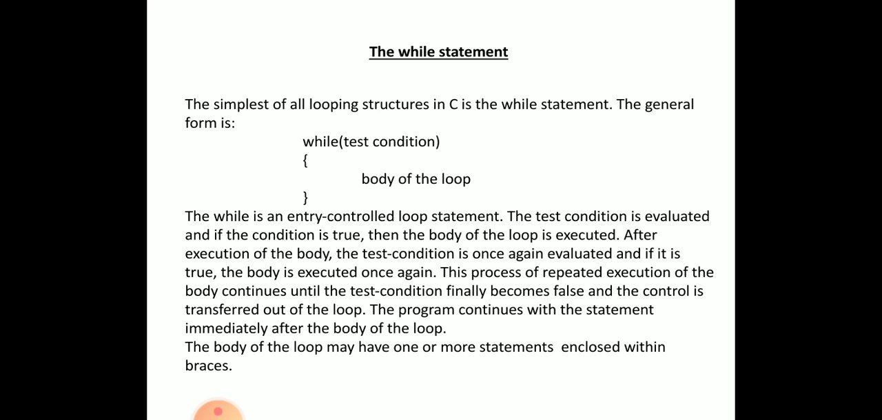So the test condition is evaluated, and if the condition is true, the body of the loop is executed. After execution of the body, the test condition is once again evaluated, and if it is true, the body is executed once again, and this process will be repeated until the test condition is found to be a false value. So the statements given within the while loop will be executed until the test condition becomes false.